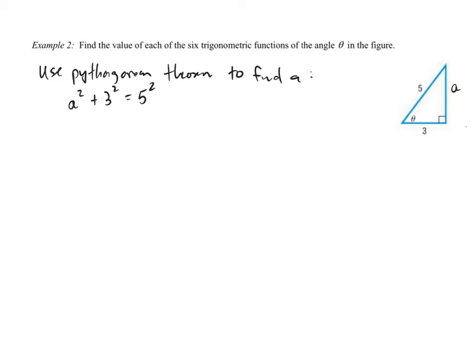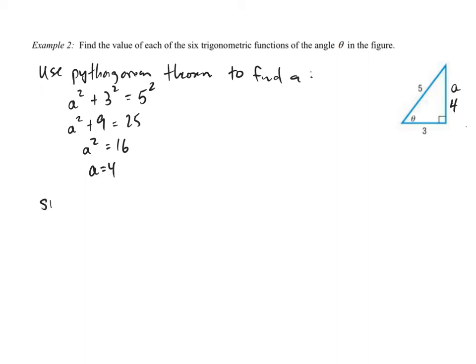And so just calculating this, I'm going to get A squared plus 9 is equal to 5 squared, which is 25. And I'm going to subtract 9 to the other side, which is going to give me 16. And that tells me that A is equal to 4. So I can now say confidently that that side opposite of the angle theta is going to equal 4.